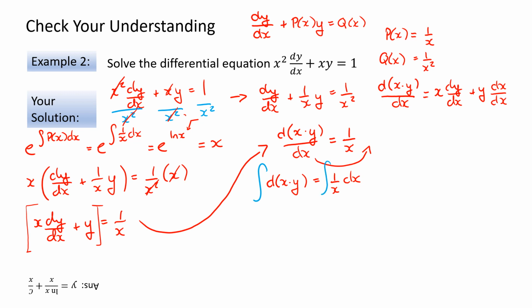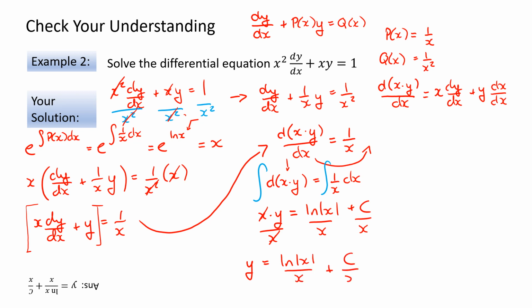Remember, on the left-hand side, the integral of this is just the functions that we started with inside the brackets. So we're left with x times y is equal to the integral of this term, which is the ln of x, remembering it's the absolute value, plus a constant. Our last step now is to solve for y. To do that, we have to divide every term by x. The x's on the left-hand side cancel, and we're left with y is equal to the ln of x divided by x, plus our constant divided by x.